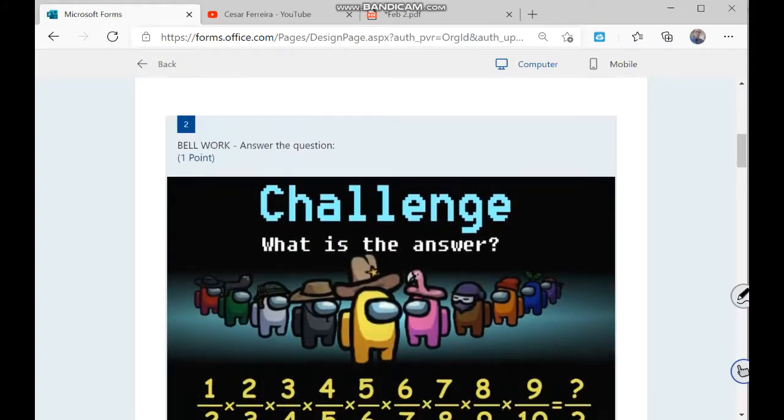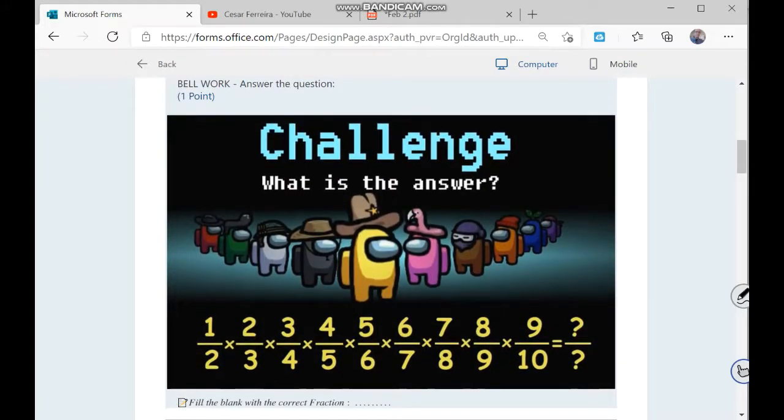Before moving on, I need you all to answer this challenge to me, and this has everything to do with the simplification of rational expressions or fractions. Look at this. What is going to be the answer? You have 9 fractions multiplied together, and this looks like it's going to be a huge number over another huge number. Can you simplify it? Send me a message now with your answers.